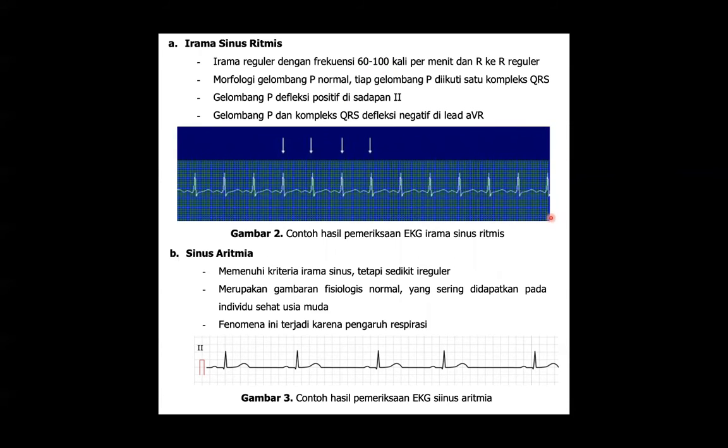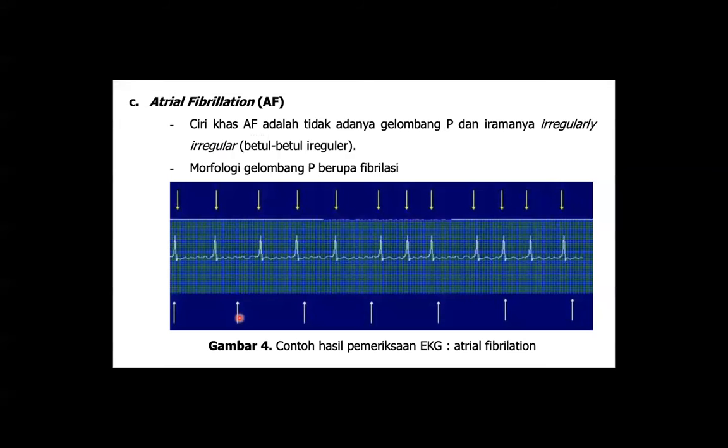For sinus arrhythmia, this is considered a normal ECG for certain people. This is physiologically normal and often happens in young, healthy individuals. This is an example of atrial fibrillation. In the atrial fibrillation ECG, we cannot appreciate the P wave. And for atrial fibrillation, the ECG will be irregularly irregular.